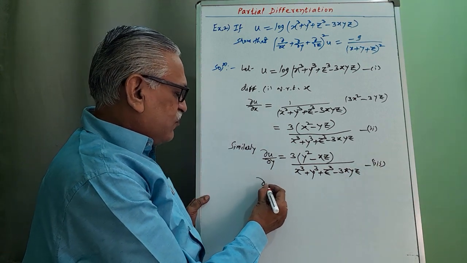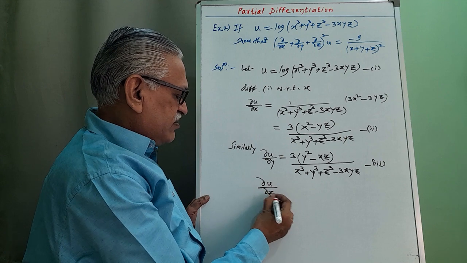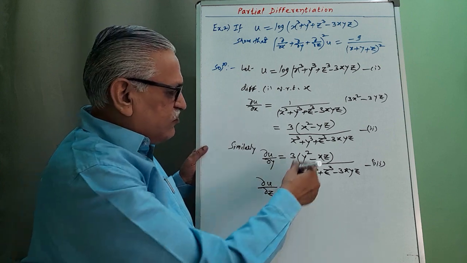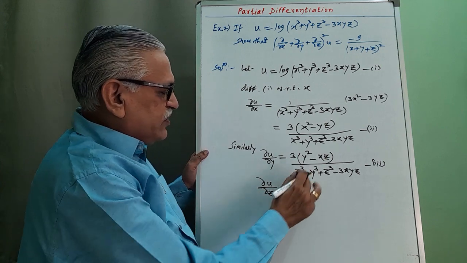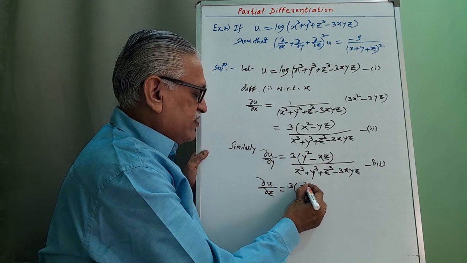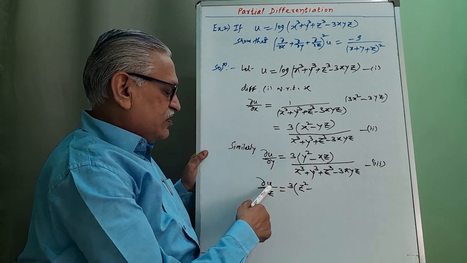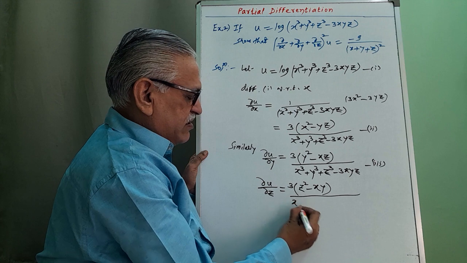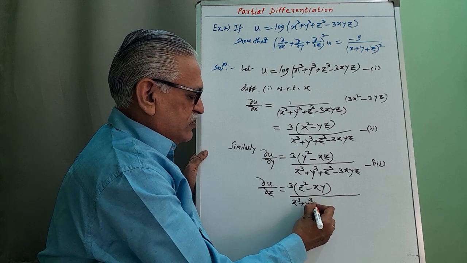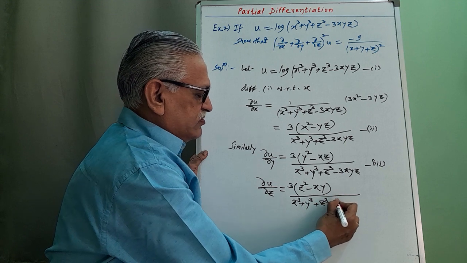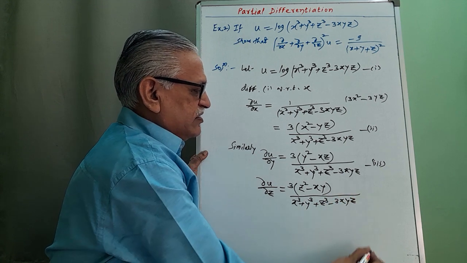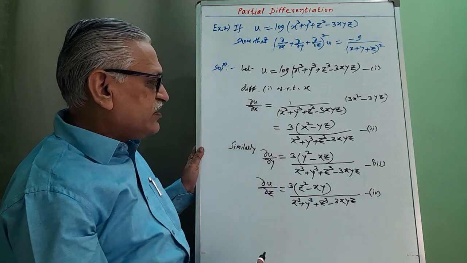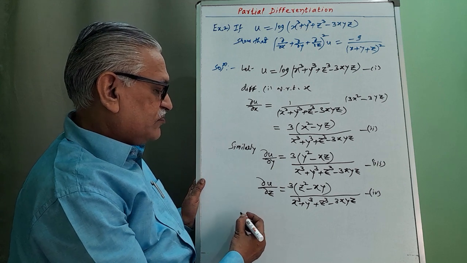And the result for ∂u/∂z, meaning differentiating u with respect to z, keeping x and y constant, we get 3 times: for z the first term is z squared, minus the second term without z, therefore it is xy, and whole divided by x cube plus y cube plus z cube minus 3xyz, as equation 4. Equations 2, 3, 4.